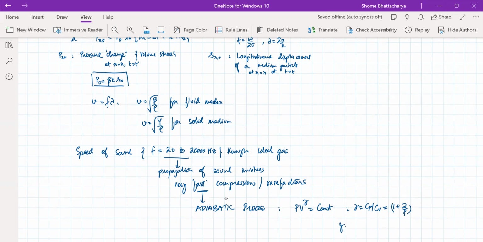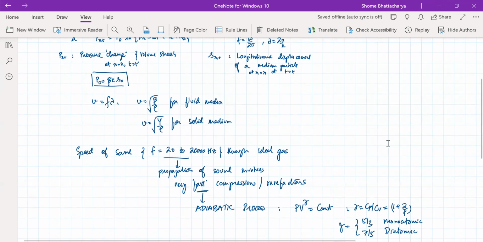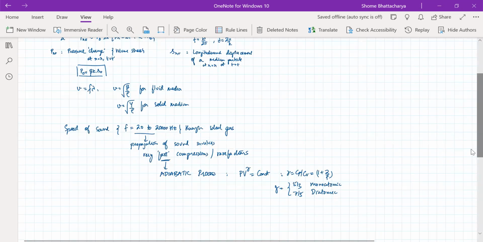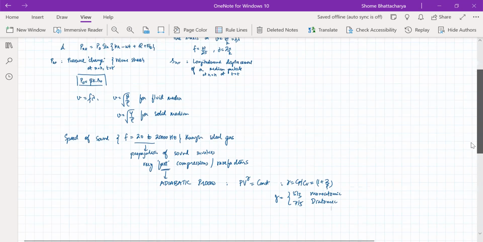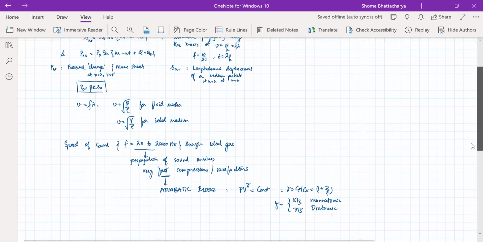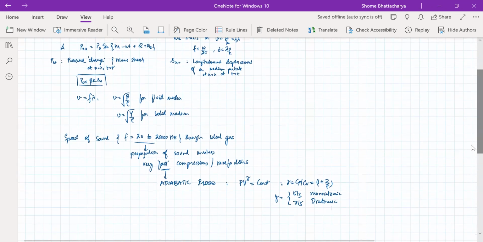So you should remember that gamma is equal to 5 by 3 for monoatomic gases, and it is equal to 7 by 5 for diatomic gases. You might have done this in chemistry so far, right? Yes. And in physics, you have done kinetic theory of gases already, I think. Right? Yes, sir. So in that you would have seen the degrees of freedom.